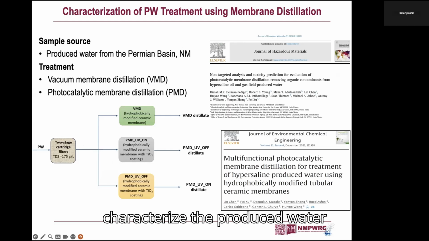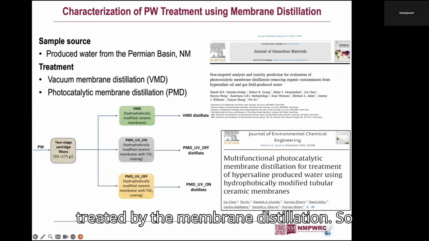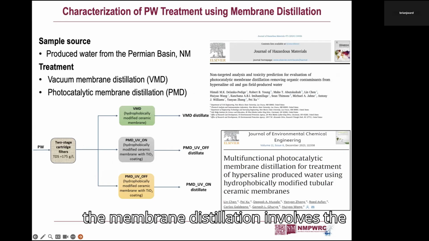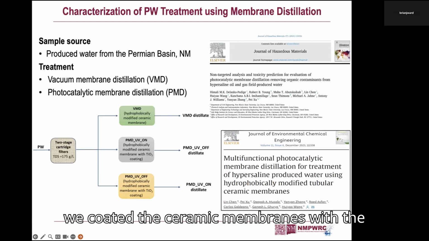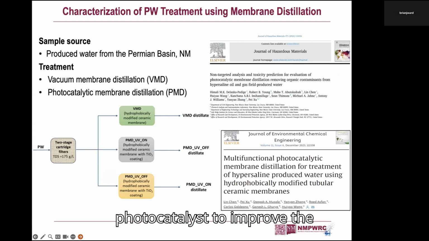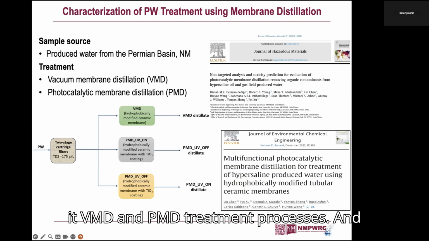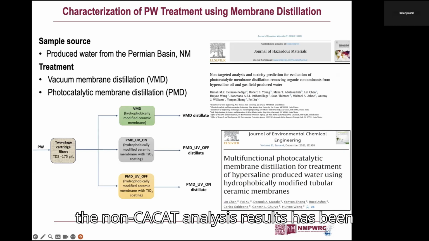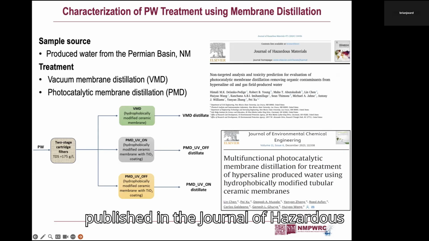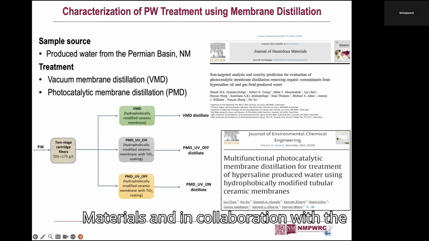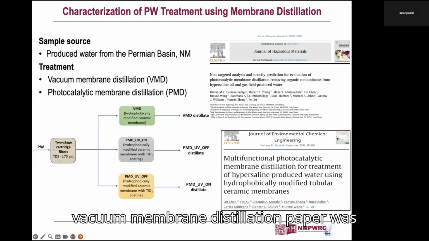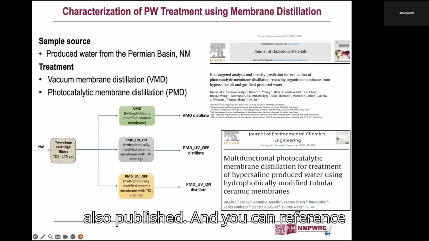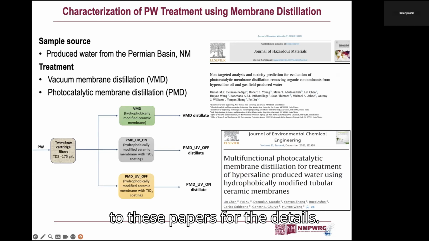This is an example of the research results using the targeted analysis and non-targeted analysis to characterize the produced water treated by membrane distillation. The membrane distillation involves vacuum technology, and we also coated the ceramic membranes with a photocatalyst to improve the treatment efficiency. So we call them VMD and PMD treatment processes. The non-target analysis results have been published in the Journal of Hazardous Materials in collaboration with US EPA, and the vacuum membrane distillation paper was also published. You can refer to these papers for the details.